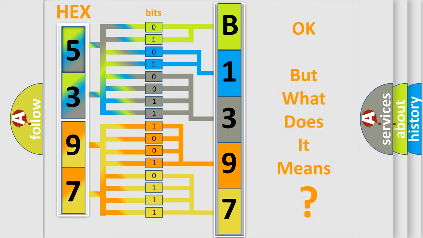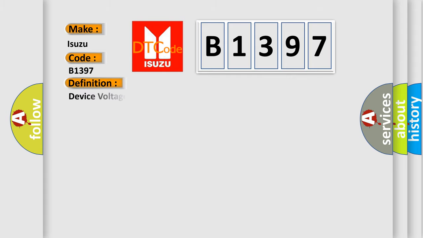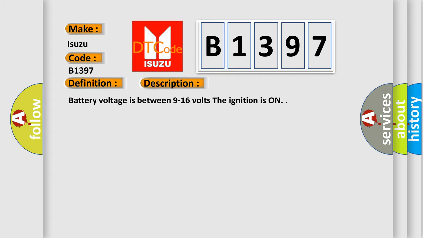The number itself does not make sense to us if we cannot assign information to what it actually expresses. So, what does the Diagnostic Trouble Code B1397 interpret specifically for Isuzu car manufacturers? The basic definition is device voltage reference output circuit low. And now this is a short description of this DTC code.